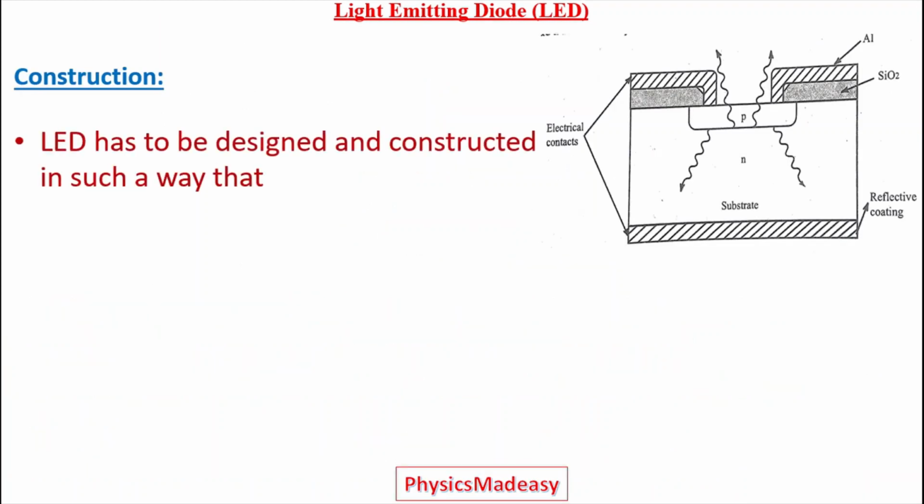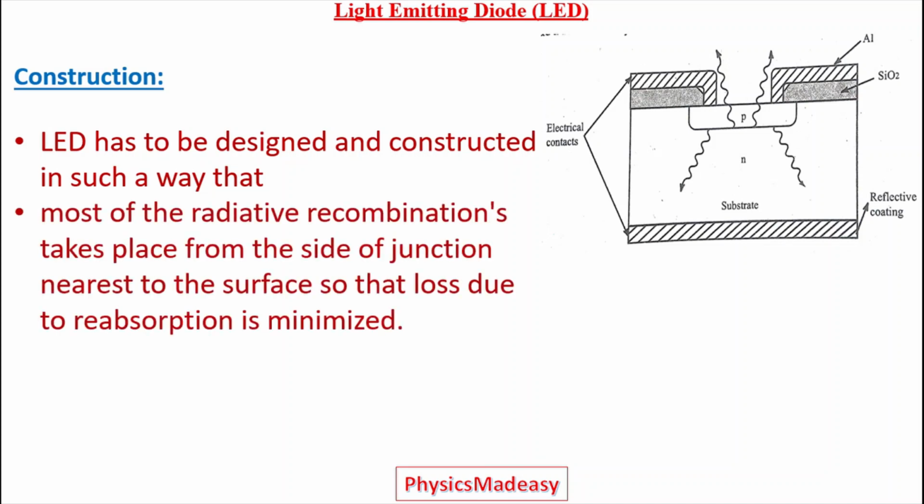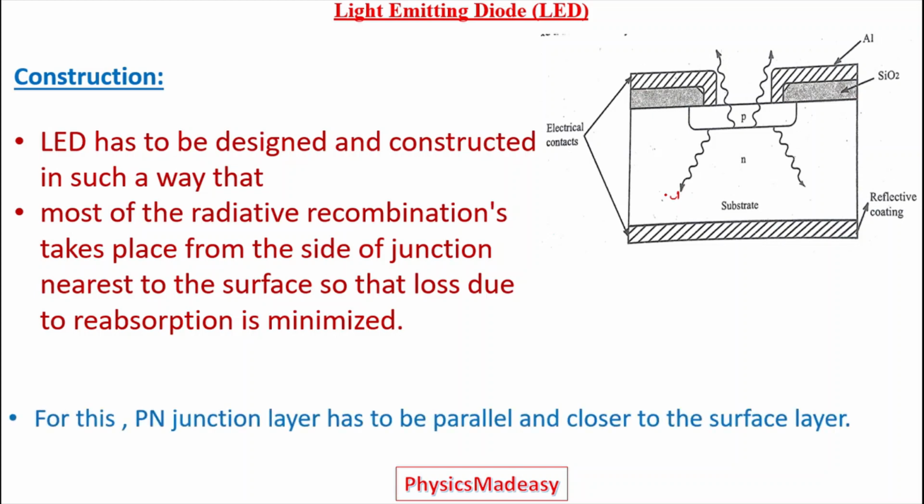Now the LED has been designed and constructed in such a way that most of the radiative recombinations take place from the side of the junction nearest to the surface, so that loss due to absorption will be minimized, which will improve the output intensity of the LED. For this, the p-n junction layer has to be parallel and closer to the surface layer.